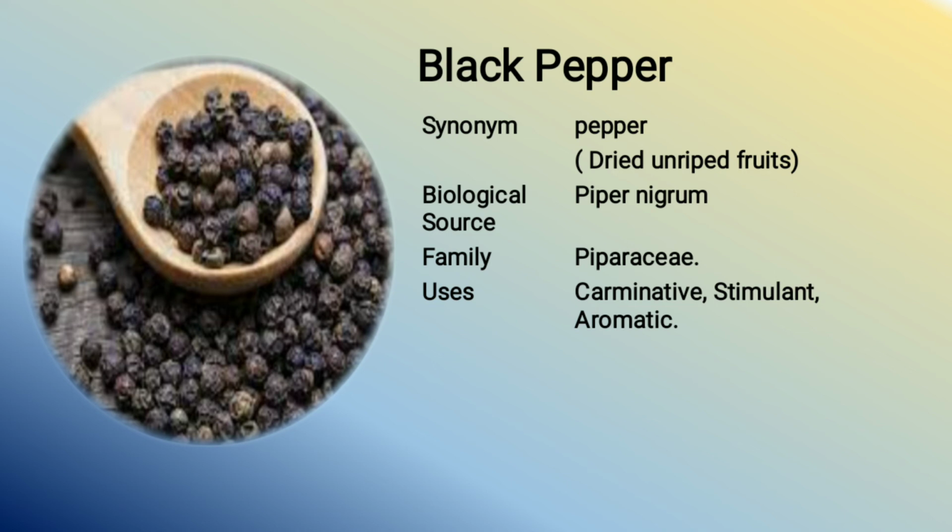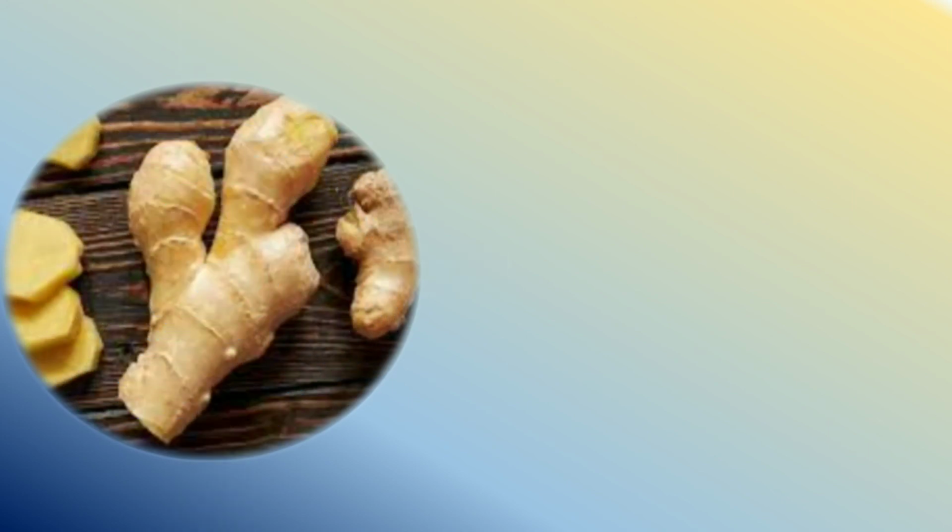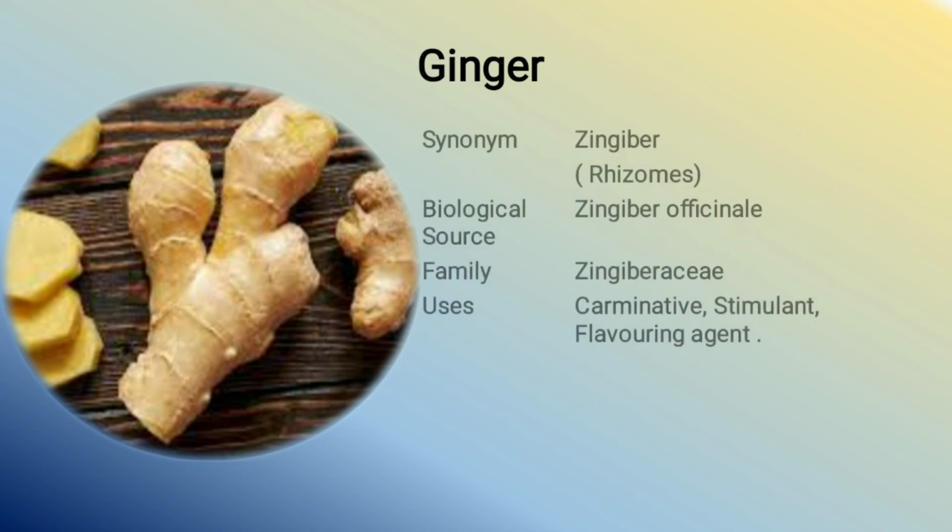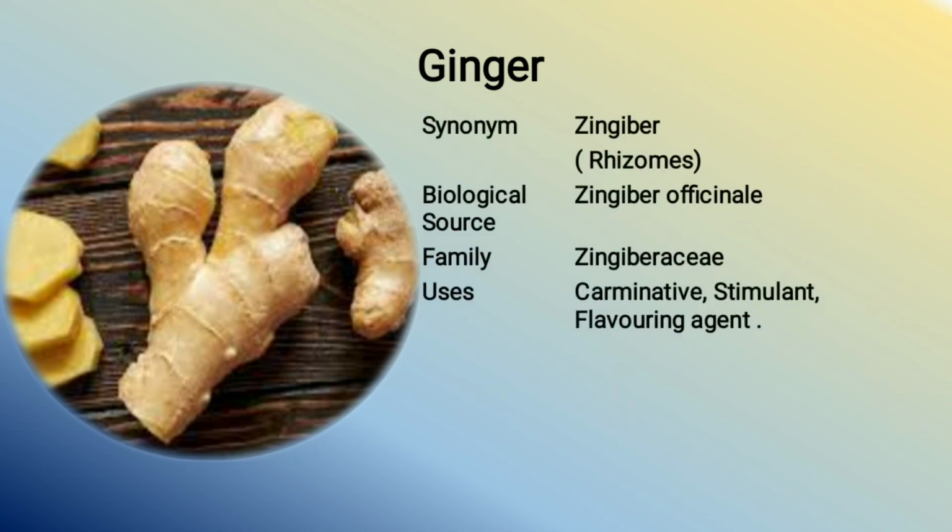Then moving to the next one. So next, this is the image of, you know this very well, right? So this is ginger, and its synonym is Zingiber or Zingiberis, and once it is dried it is known as sonth, right? And its biological source is, it consists of rhizomes of Zingiber officinale belonging to family Zingiberaceae, and it is used as carminative, stimulant, as well as flavoring agent.